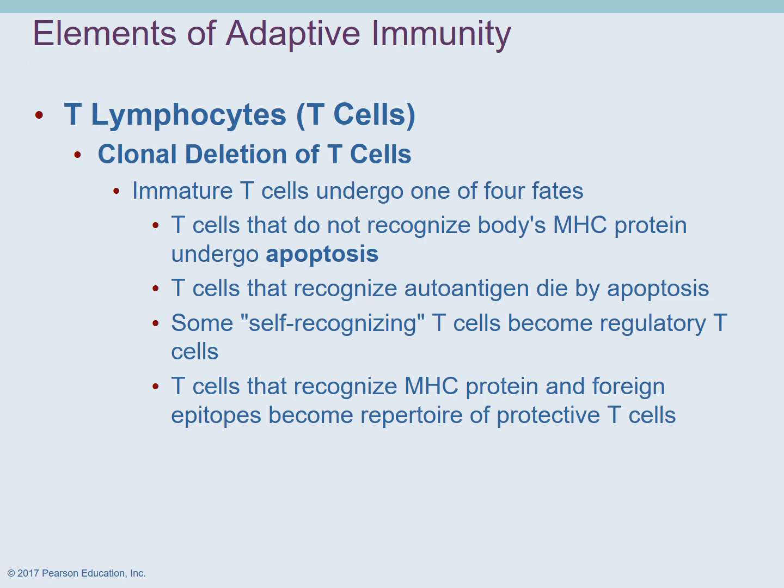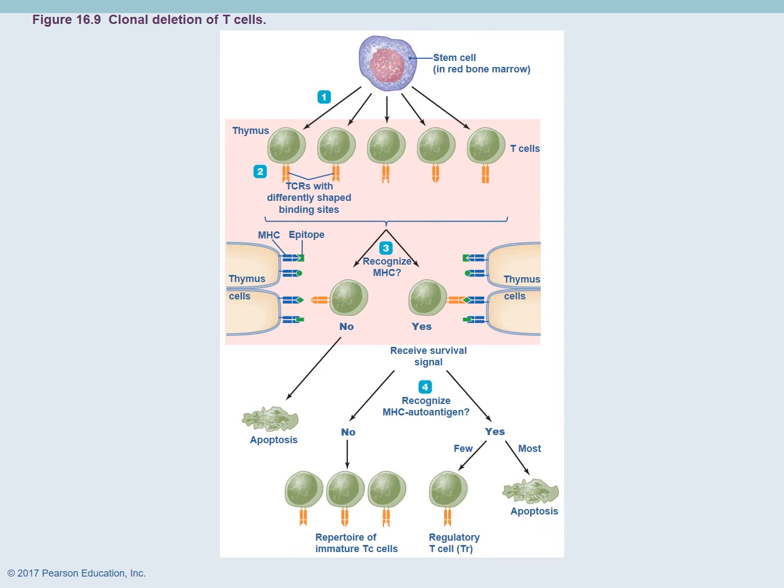So your immature T cells, initially, those that cannot recognize that MHC complex, are going to undergo apoptosis, which is basically self-suicide. They will die. T cells that recognize antigens on you are going to die. There are some T cells that will become the regulatory ones, and others that are able to recognize MHC proteins are going to become involved in further mature helper and cytotoxic ones.